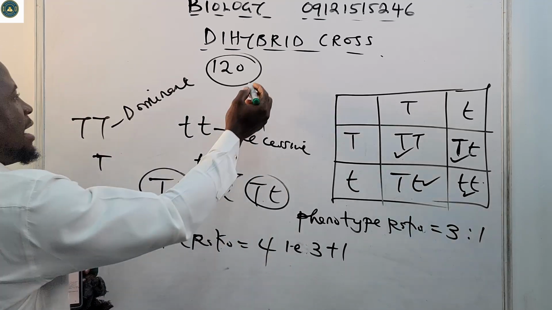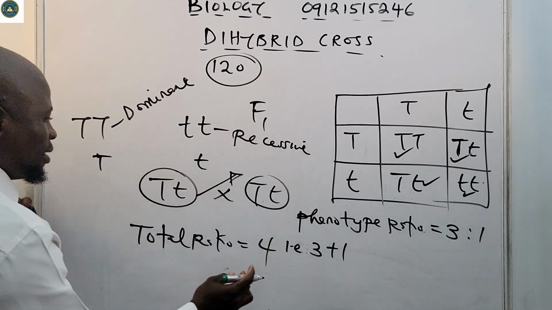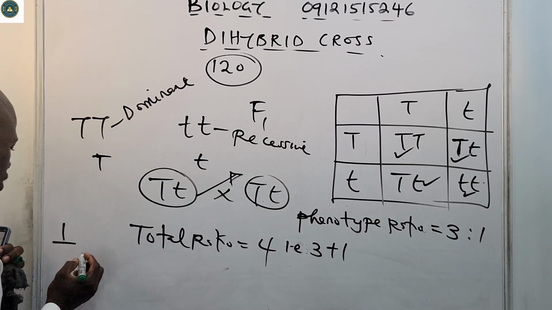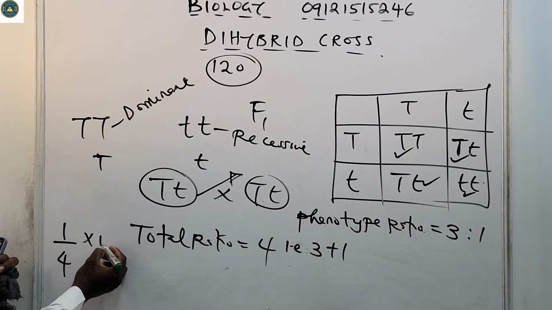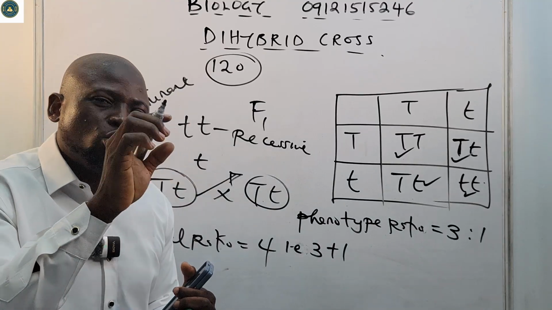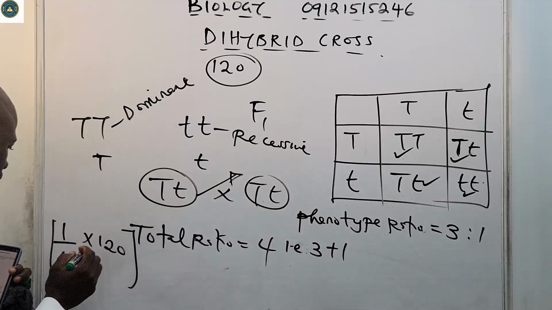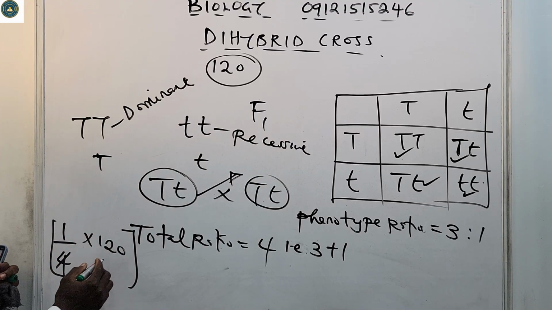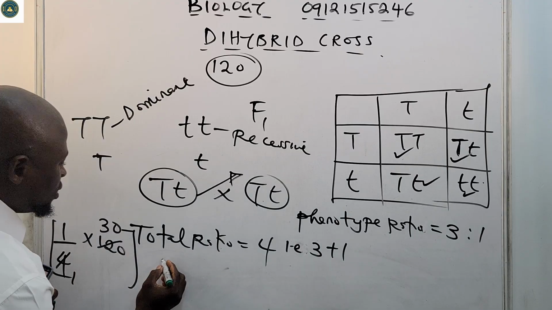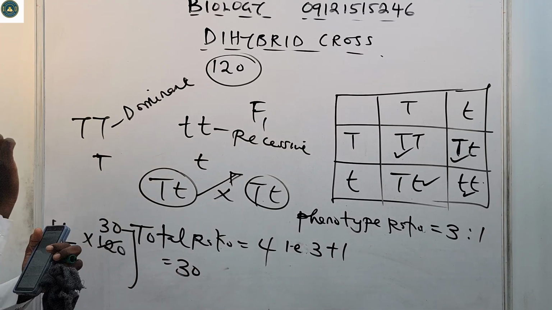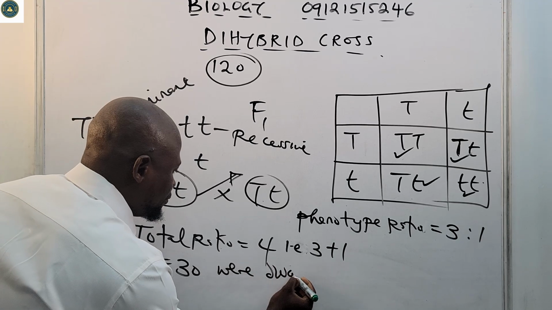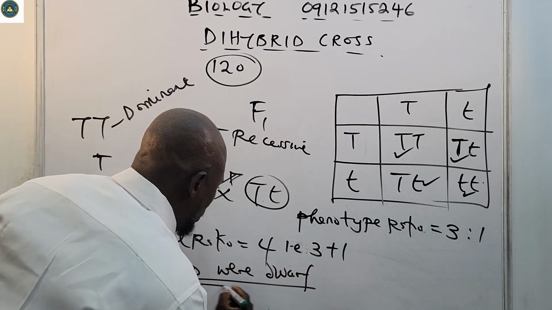So if there are 120 F2 plants in total, that means the ratio of dwarf, which is 1, divided by the total ratio, which is 4, times the 120 total F2 plants, will give the number of dwarf F2 plants that we have. So 4 here will go into 120, 30 times, and 30 times 1 is 30. So this means that a total of 30 plants were dwarf.